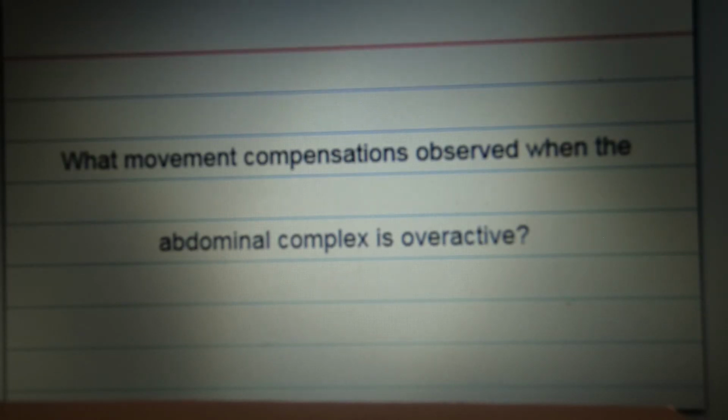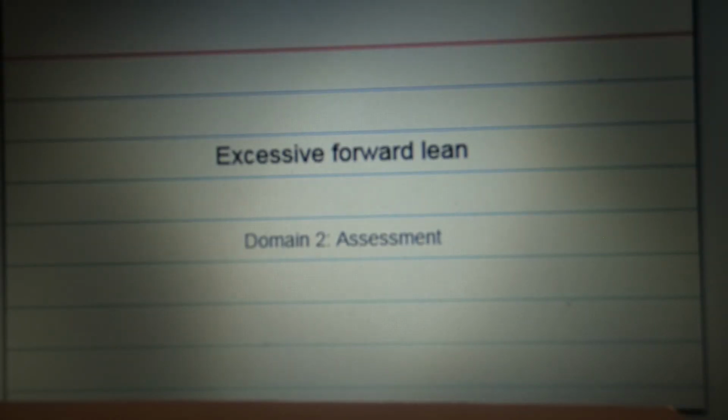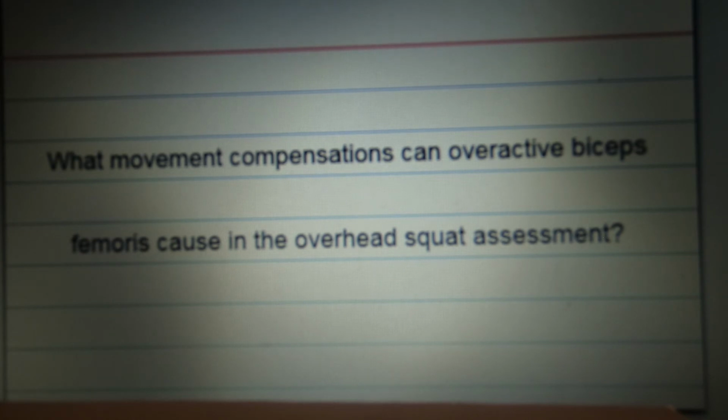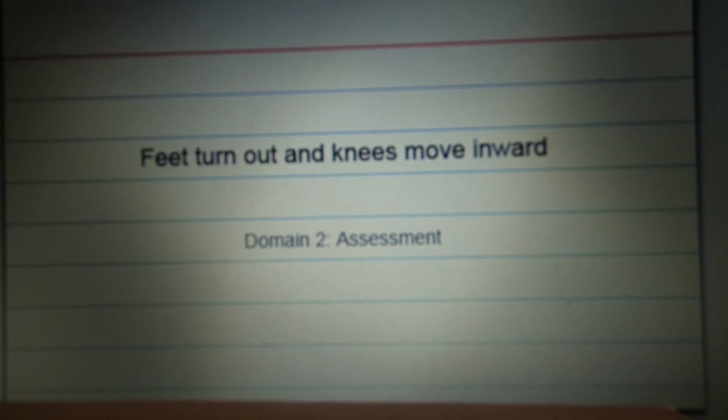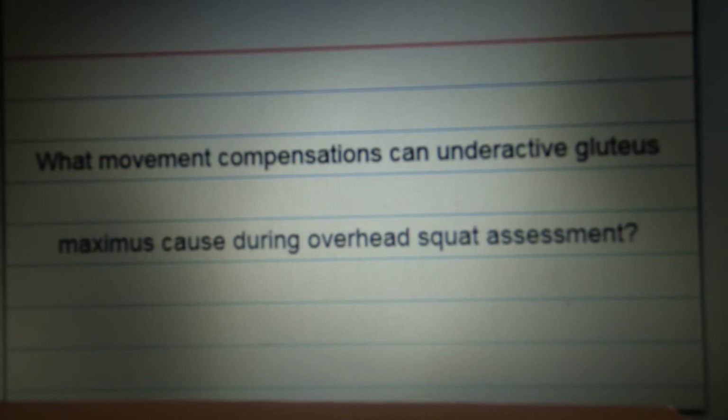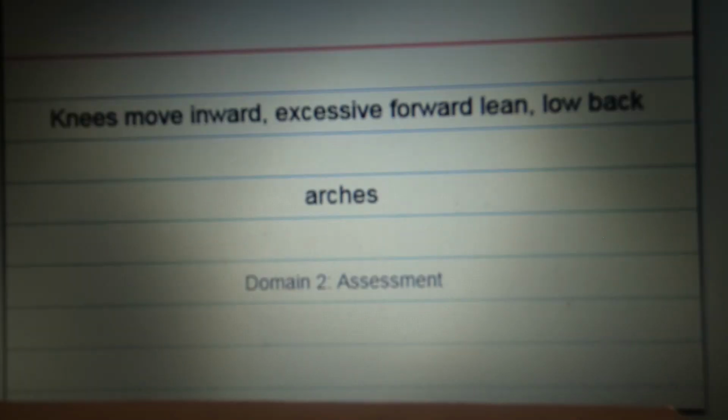What movement compensations are observed when the abdominal complex is overactive? Excessive lean forward. What movement compensations can overactive biceps femoris cause in overhead squat assessment? Feet turn out and knees move inward. What movement compensations can underactive gluteus maximus cause during the overhead squat assessment? Knees move inward, excessive forward lean, low back arches.